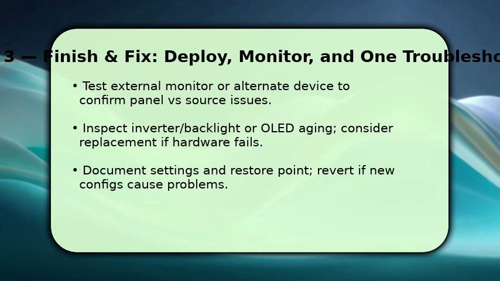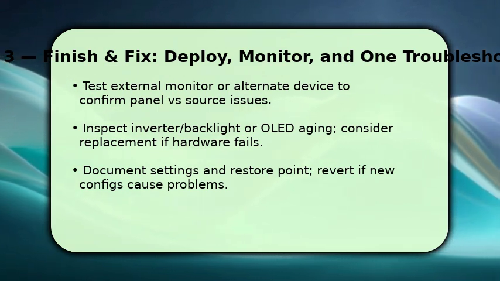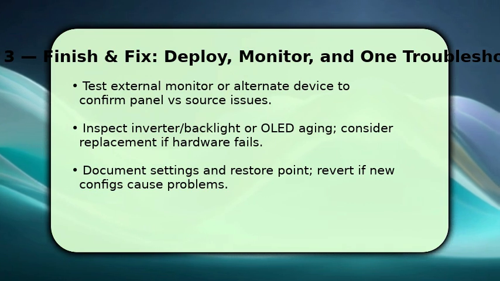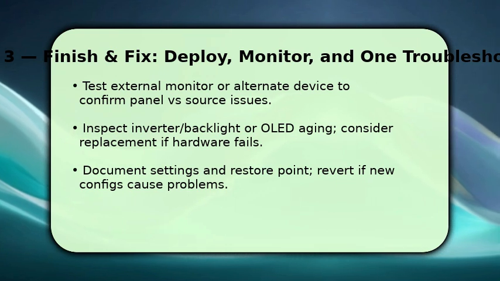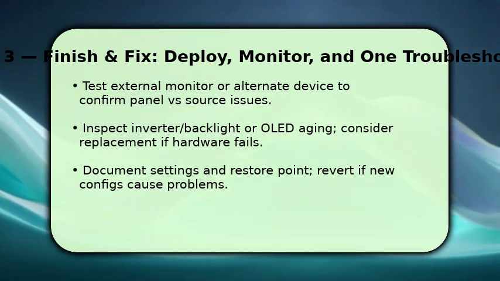Make a restore point and document working settings. Troubleshooting tip. If brightness still fluctuates, boot from a live USB to rule out OS-level interference. This isolates hardware reliably.